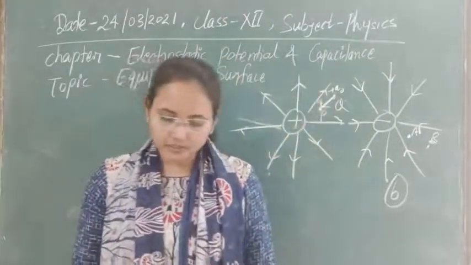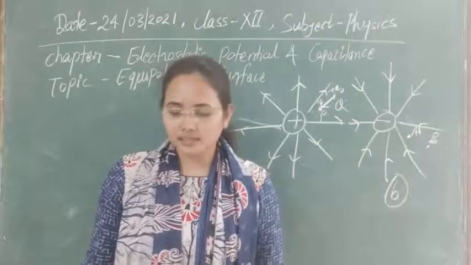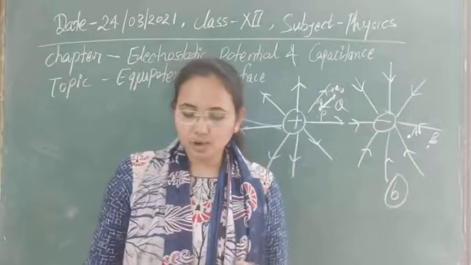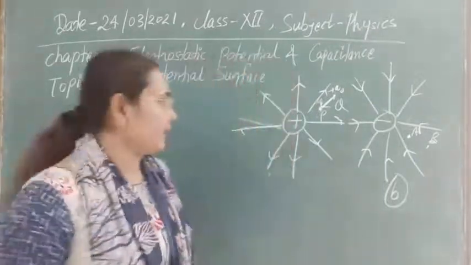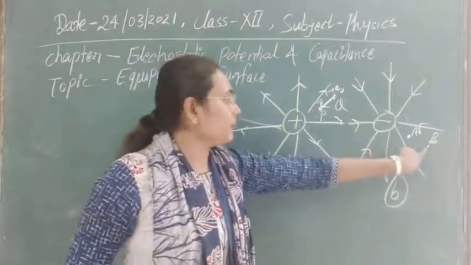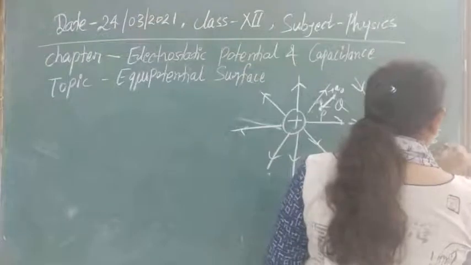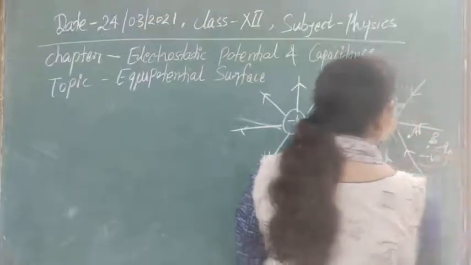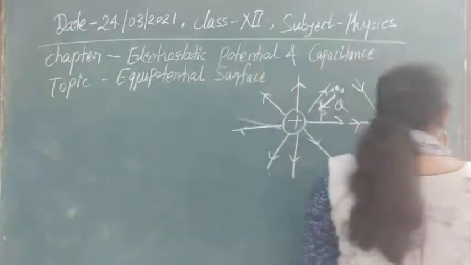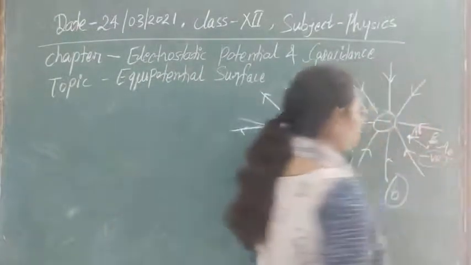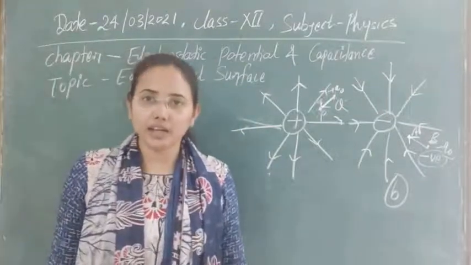One more question we have: give the sign of the work done by an external agency in moving a small negative charge from B to A. Now it is given that from B to A we are moving a small negative charge. Suppose this is the charge minus Q0 that we are moving from B to A. So what will be the sign of work done by the external agency, not by the field?